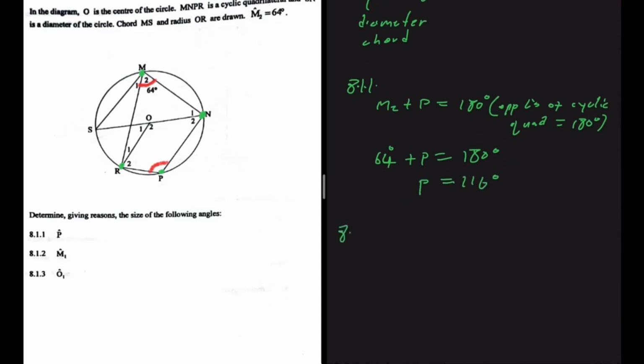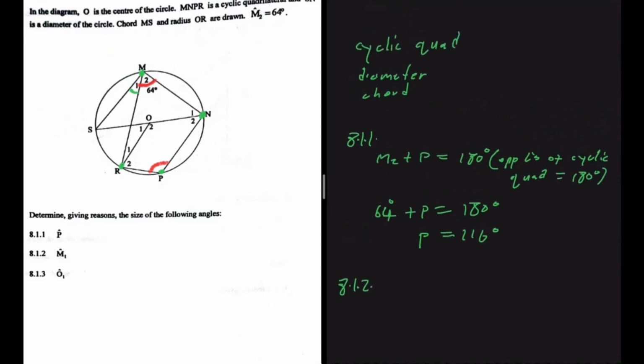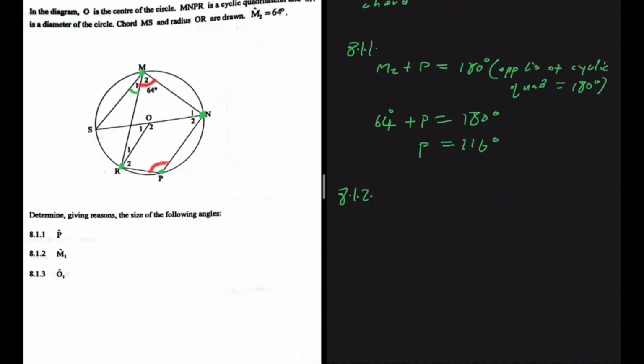And then 8.1.2 says let's determine the size of M1. So M1 is this angle here, right? So let's go to our keywords. We've used a cyclic quad already, and M1 has nothing to do with the cyclic quad, right? So now let's use the keyword diameter, right? If we use the keyword diameter there, we'll see that M1 plus M2 should be equal to 90 degrees, right? Because they're being subtended by diameter SN. So now we're saying that M1 plus M2 should be equal to 90 degrees, right?